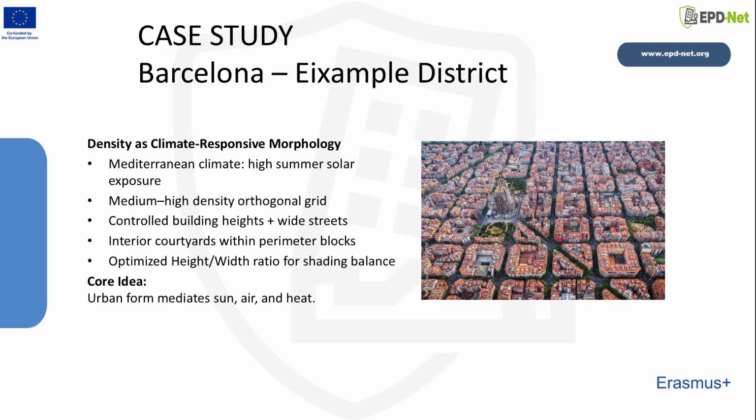The layout uses a medium to high-density orthogonal grid with a unique feature: interior courtyards within perimeter blocks. These courtyards are not just aesthetic, they are functional lungs for the city, providing essential ventilation and private green space.